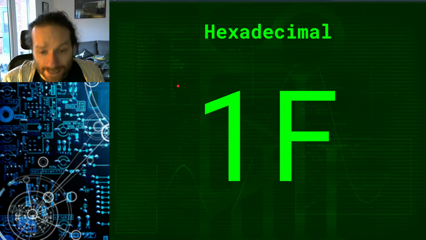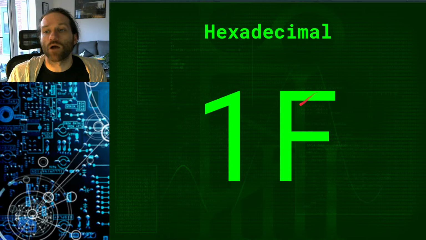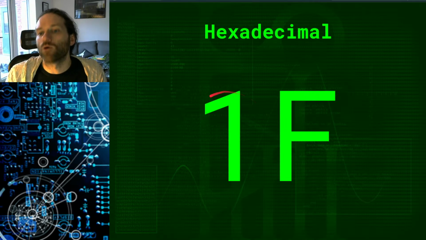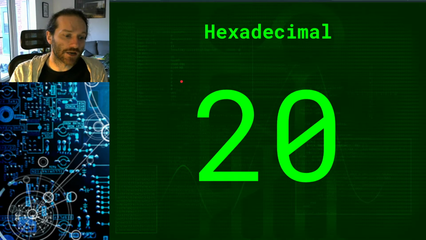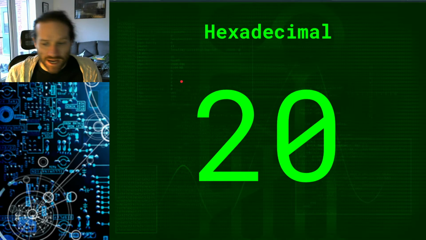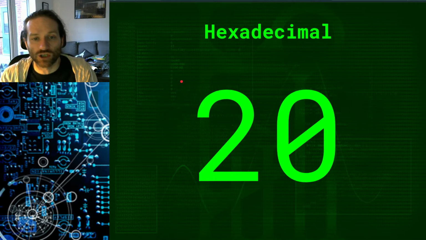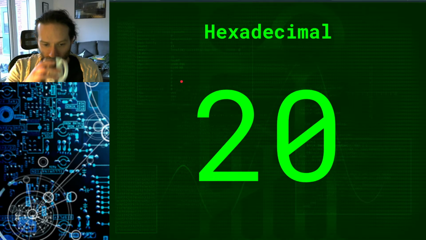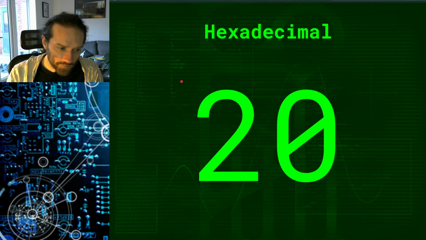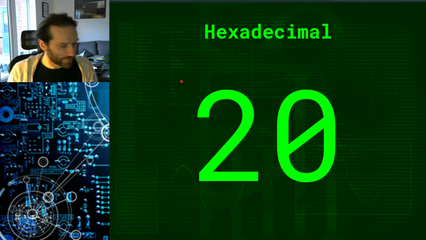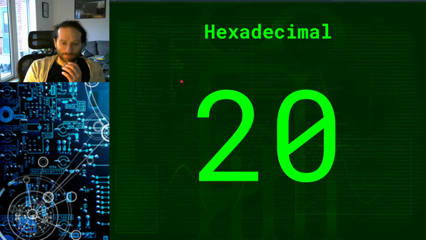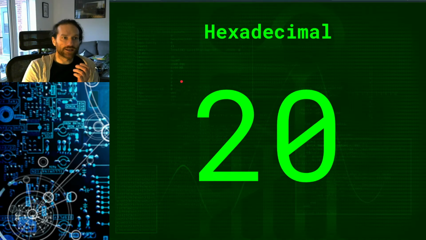And then finally, we can't go above F. So this column is going to reset. We add 1 onto this column. So we end up with 20. What value in denary does the hexadecimal value 20 represent? Not 36. You're in the right ballpark, but it's not 36. Think about it. 32. Yeah, 32.